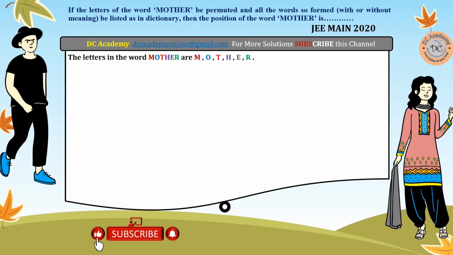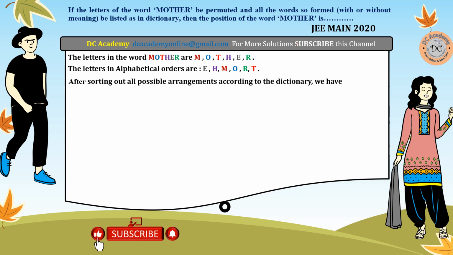So let's observe the letters in the word MOTHER. They are M-O-T-H-E-R, and everything is distinct, which makes our life easier. The letters in alphabetical order will be first E, then H, then M, then O, R, and T. That's very basic and obvious, right? So we obtain that.